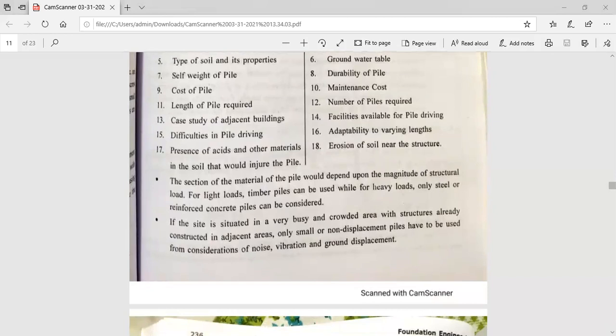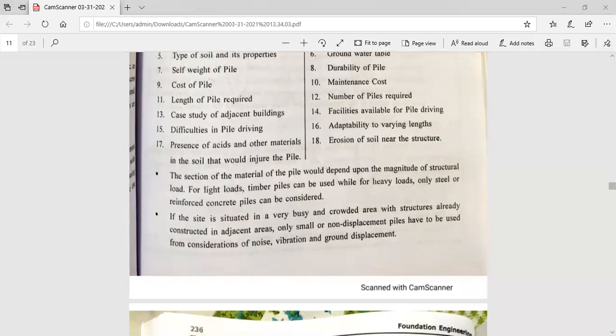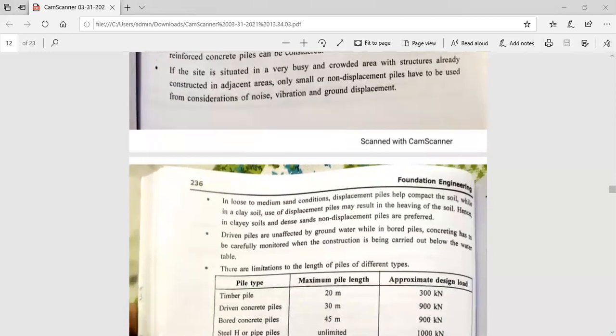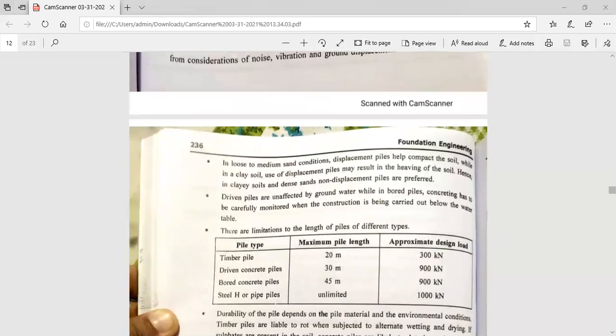So the selection of material of this pile would depend on the magnitude of structural load. For example, for light loads, timber piles can be used, while in case of heavy loads, only steel or reinforced concrete piles can be considered. If the site is situated in a very busy and crowded area with structures already constructed in the adjacent area, only small or non-displacement piles have to be used, for consideration of noise, vibration, and ground displacement.